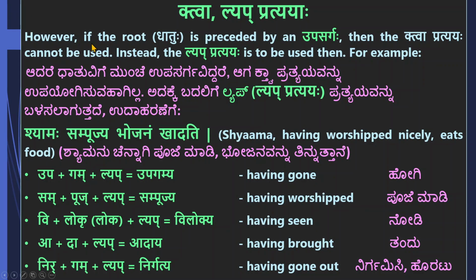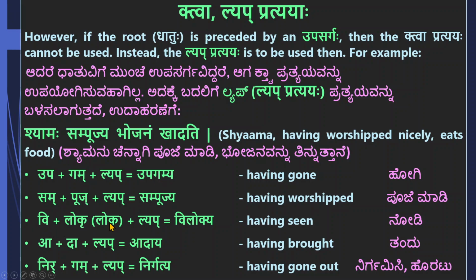Now, if the root dhatu is preceded by an upasarga, then the tva pratyaya cannot be used. Instead, the lyap pratyaya is to be used. For example, Ramaha sampujya bhojanam khadati. Sam plus puj plus lyap becomes sampujya, having worshipped. Rama, having worshipped nicely, eats food. Then next, some other examples are upa plus gam plus lyap is upagamya.